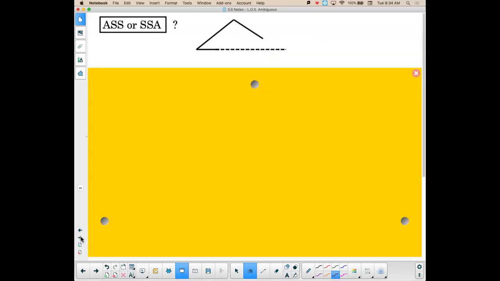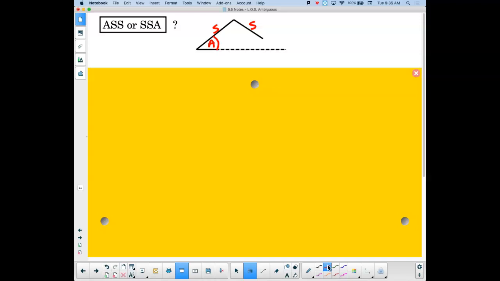So, it's the angle side case, or the side angle, depending upon how you like to write it out. Some people like ASS. Some people don't. That's the case that we're going to talk about today. So, it's the angle here, that side, and then that side. This is where things will get a little confusing.